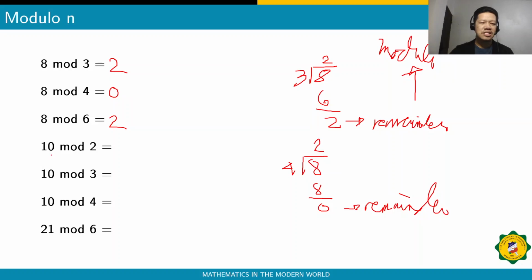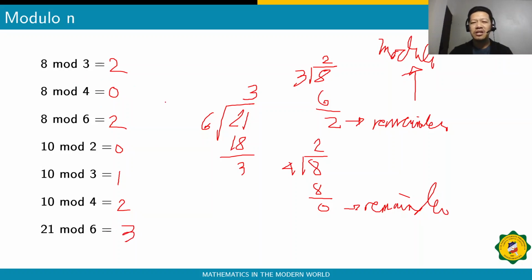If the question is 10 modulo 2, it is asking you to get the remainder when 10 is divided by 2. Therefore, the answer here is 0. How about here? 10 modulo 3. If you divide 10 by 3, the remainder is 1. So the answer here is 1. Okay, so 10 modulo 4. The remainder here is 2. And how about 21 modulo 6? If you divide 21 by 6, there are at most 3 sixes in 21, so that gives you 18, and then you subtract 18 from 21, you get 3. Therefore the remainder is 3. So modulo here means remainder, so you will just find the remainder.